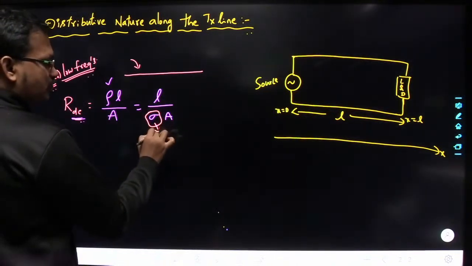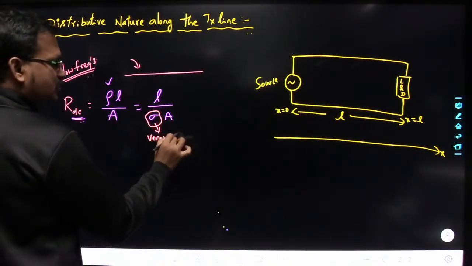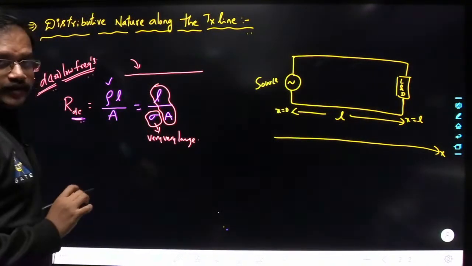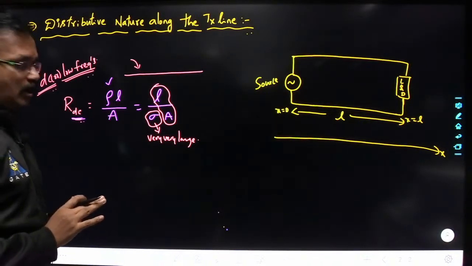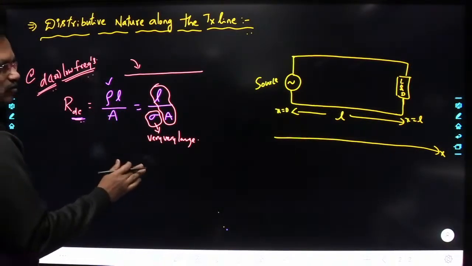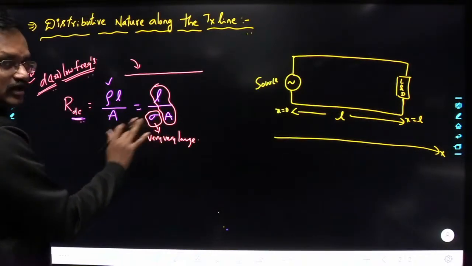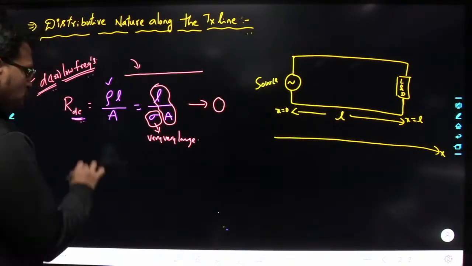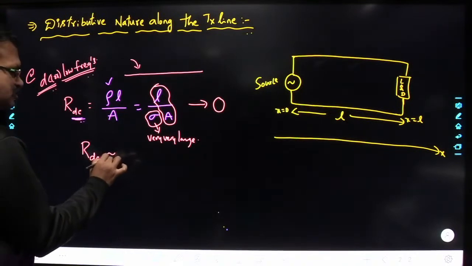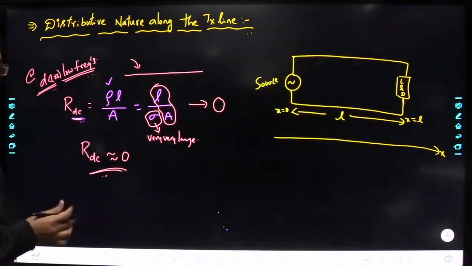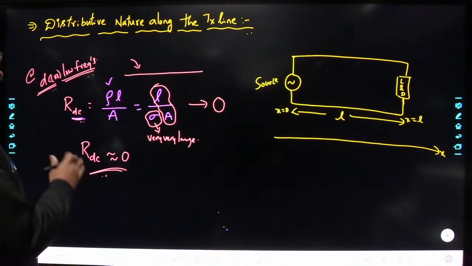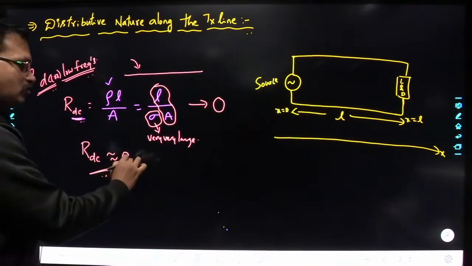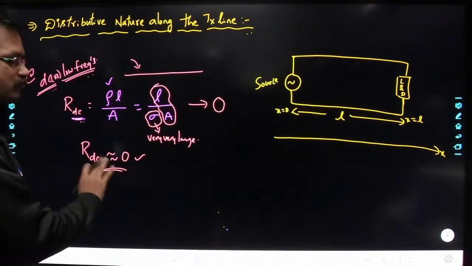Here the conductivity is going to be very large when compared to the L by A ratio. Since the denominator is very large, this value will tend to 0. So we can approximate the DC resistance offered by the conductor as approximately equal to 0.